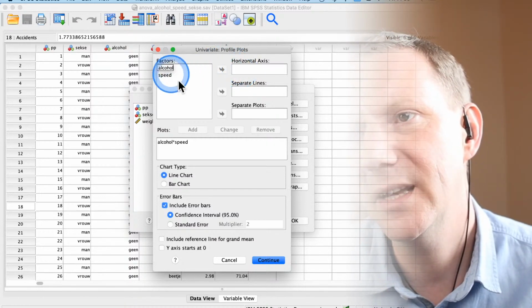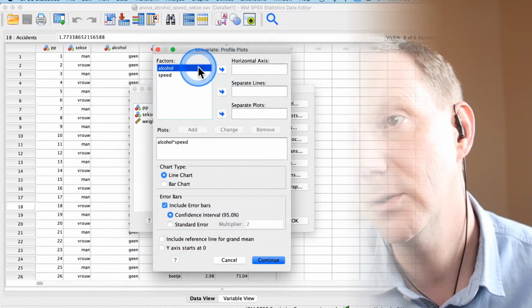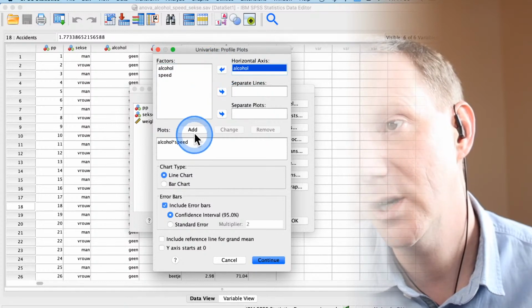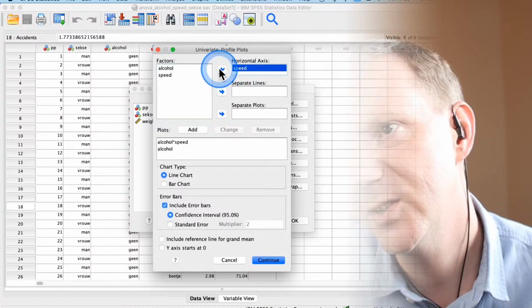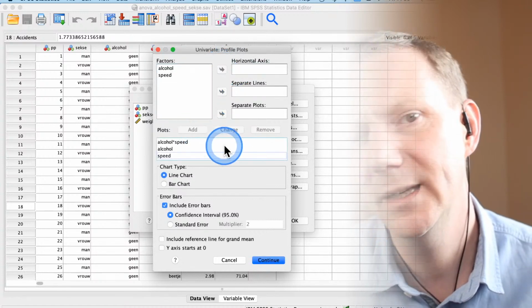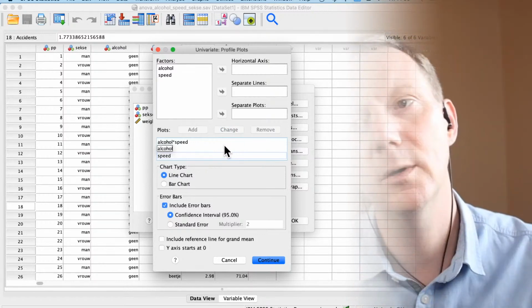But it also means that if you want to interpret the main effect visually, you could also add those charts for just the main effect. So if I add the speed and alcohol separately, it will produce new charts, one only for speed and one only for alcohol.